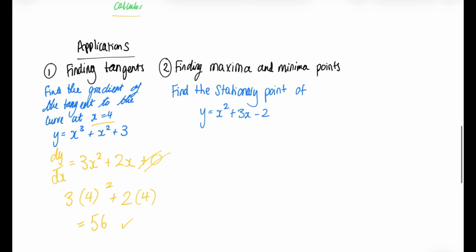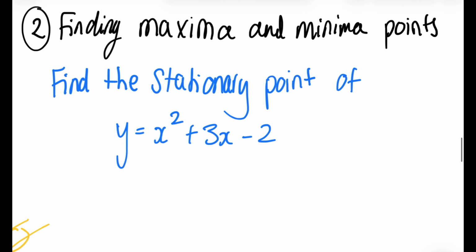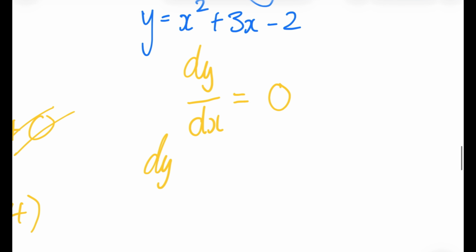And then broadly, the second type of thing the question could ask you to do is to find maximum and minimum points. And so what is a maximum or a minimum point? That's when the gradient of the curve is 0, or more specifically, dy/dx, which we've learnt as the notation for the derivative, is equal to 0. So let's first find dy/dx and set it equal to 0.